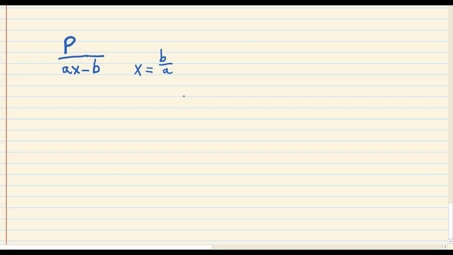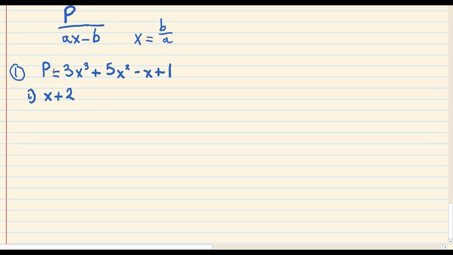In the first example, you have to divide the polynomial 3x cubed plus 5x squared minus x plus 1 by the expression x plus 2. So the first thing to do is determine the value of x that you're going to substitute in here. You need to keep in mind that you have to have the expression in this form first. So rewriting this expression in that form gives x minus minus 2, which when you compare to the ax minus b form, you get a equals 1 and b equals minus 2.